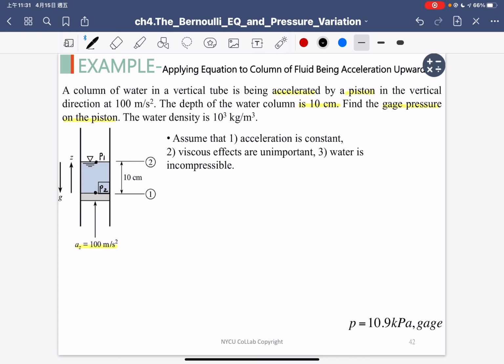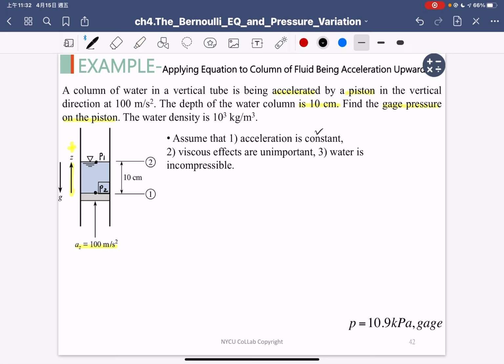We make some assumptions. The acceleration is constant, which is very important. The viscosity effect we do not need to consider, and the water is incompressible. So all of the assumptions for the Euler equation are satisfied, and we can apply the Euler equation very quickly. Maybe we take the direction along z, with upward as positive.